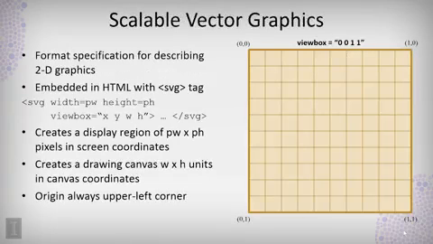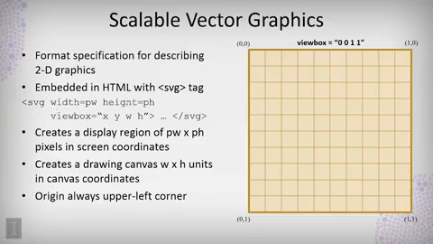The Scalable Vector Graphics specification is a method for describing two-dimensional graphics for a variety of systems. One of the systems that it works with is HTML, so you can embed two-dimensional graphics in a web page by putting an SVG tag in your HTML code for the web page. And this is an example SVG tag.